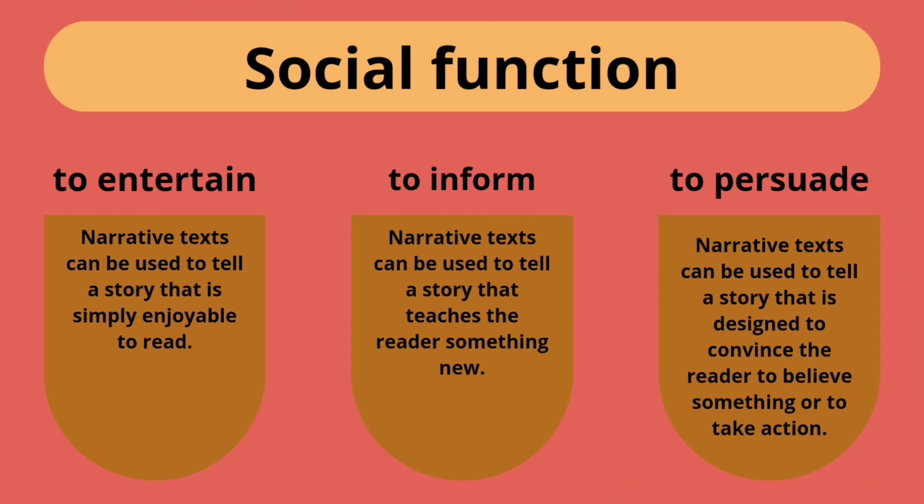Let's move to the social function of narrative text. The social functions of narrative text include: first, to entertain. Narrative text can be used to tell a story that is simply enjoyable to read. Second, to inform. Narrative text can be used to tell a story that teaches the reader something new. Third, to persuade. Narrative text can be used to tell a story that is designed to convince the reader to believe something or to take action.